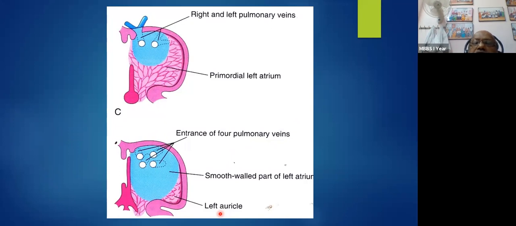So that's why we get the entire left atrium as a smooth chamber because of the development. The entire left atrium is derived by the slow absorption of the pulmonary veins. First one vein divides into 2, then each divides into 2. That's why finally we have 4 pulmonary veins opening into the left atrium.